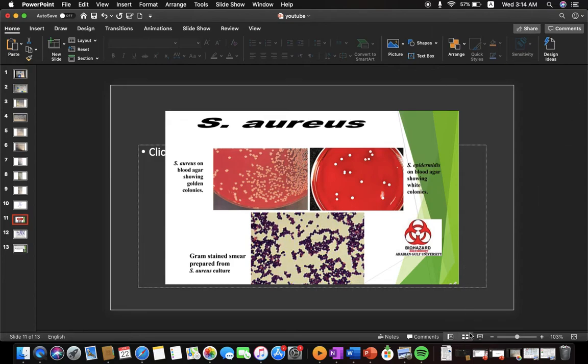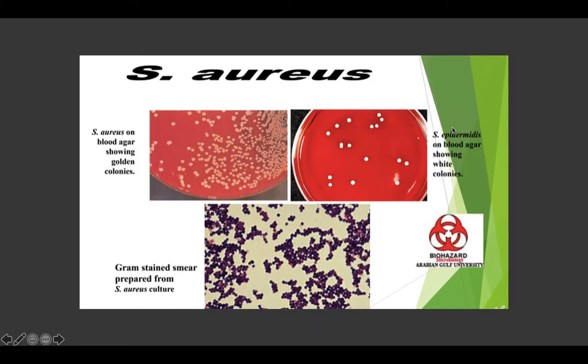So for the Staphylococcus aureus and Staphylococcus epidermidis, basically these are gram-positive organisms. You can see that Staphylococcus here, when it's grown in blood agar, you will find there is a golden colony. On the other side, in the Staphylococcus epidermidis, you will find these white colonies. Now, the Staphylococcus aureus will show you these grape-like organisms.